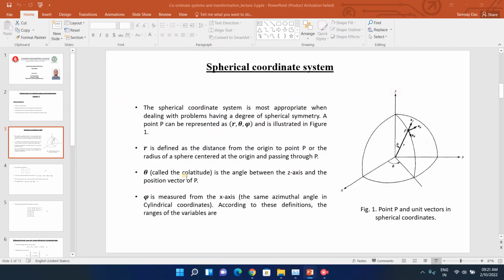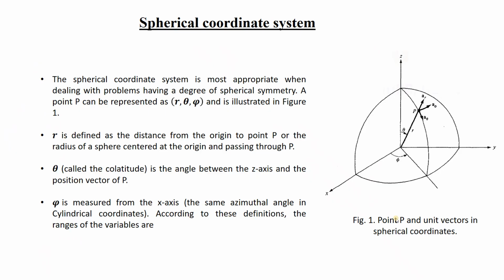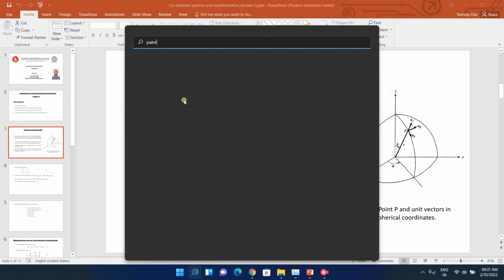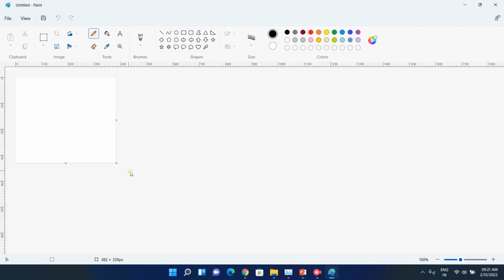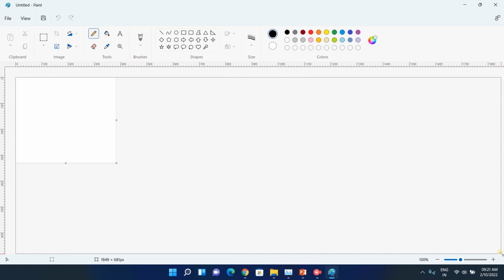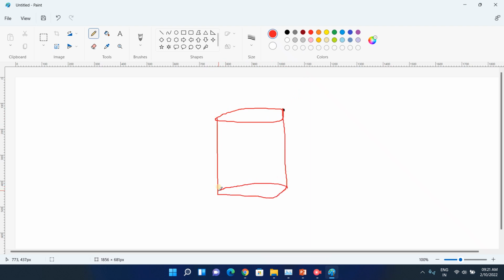In cylindrical, what we have seen is that we consider a point lying on the surface of a cylinder. If I show you, any particular point P is considered to be lying on the surface of a cylinder. With respect to that, we drew a cylinder considering the x-axis, y-axis, z-axis of the Cartesian coordinate system. That means the Cartesian coordinate system is the reference coordinate system with respect to which the cylindrical coordinate system is represented.